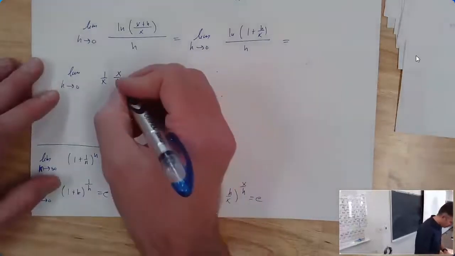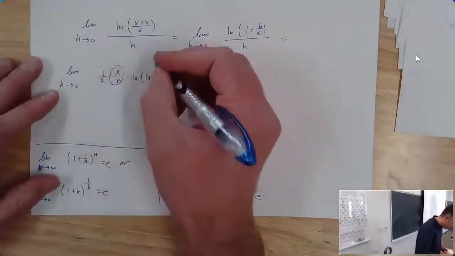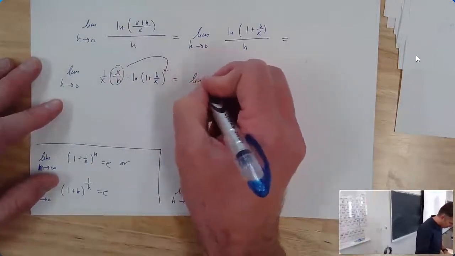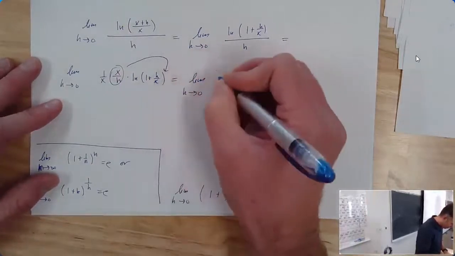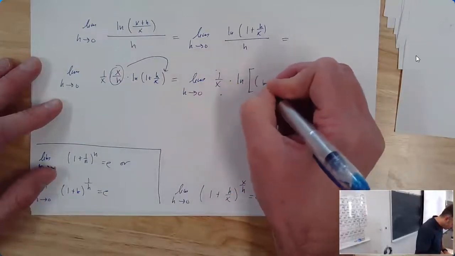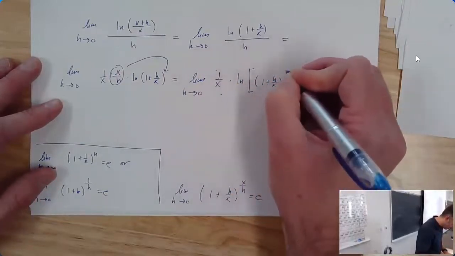Okay, so now check this out. I'm going to pull this x over h up into the exponent of the logarithm I'm taking. This is the limit as h goes to 0 of 1 over x times the natural log of 1 plus h over x to the x over h.